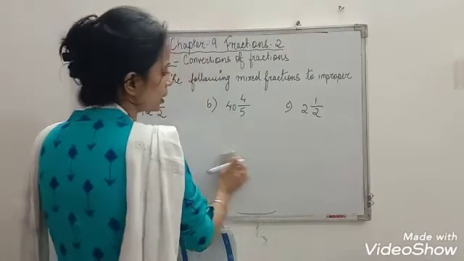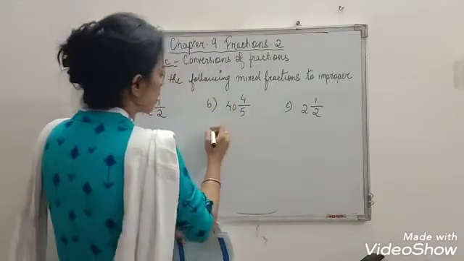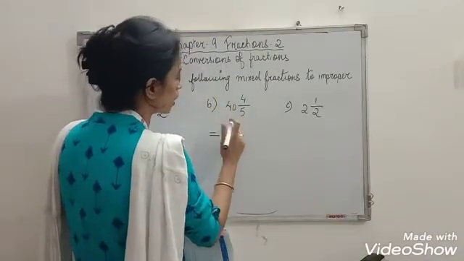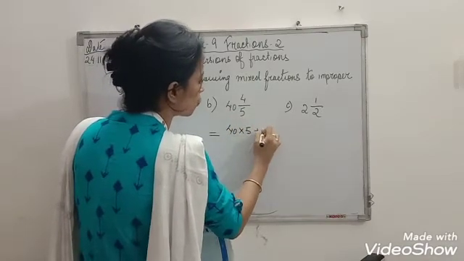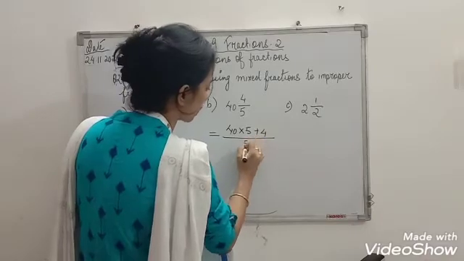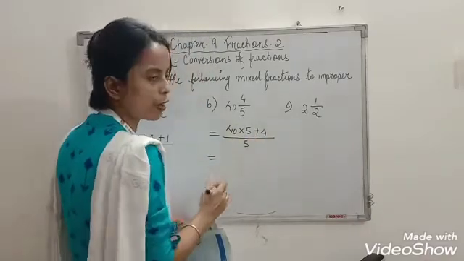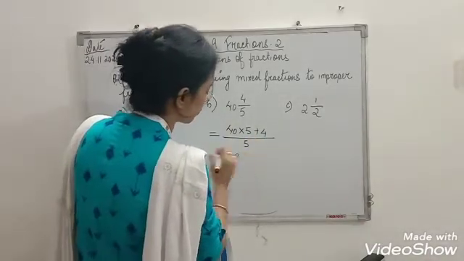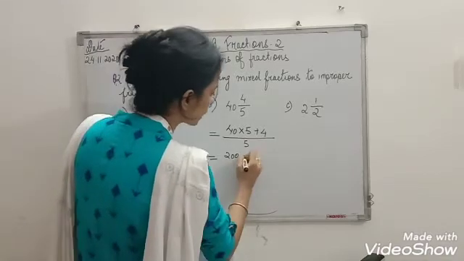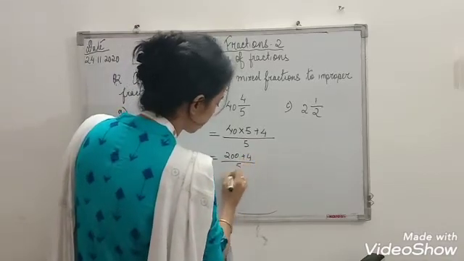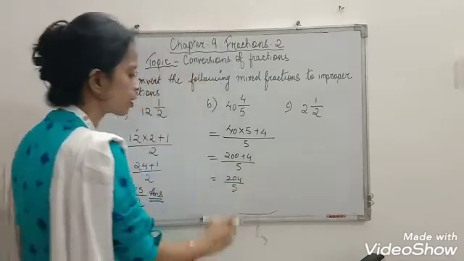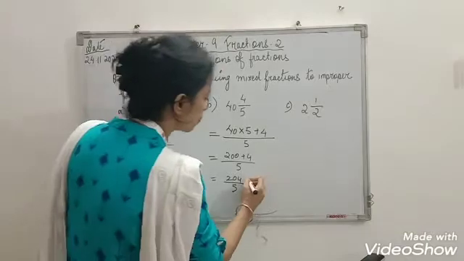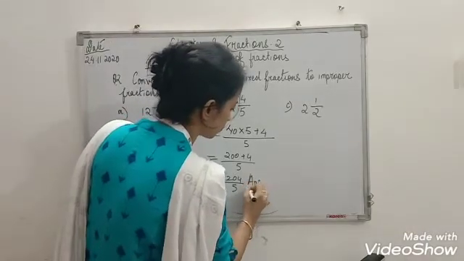I hope it is clear to everyone. Next, which one is whole number? 40. 40 into 5. 5 is denominator plus 4. 4 is numerator by 5. 40 into 5, 200. Yes? Plus 4 by 5. So 204 by 5. So 204 by 5 is the answer. It's the improper fraction.